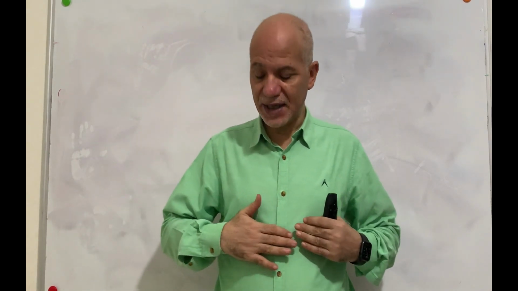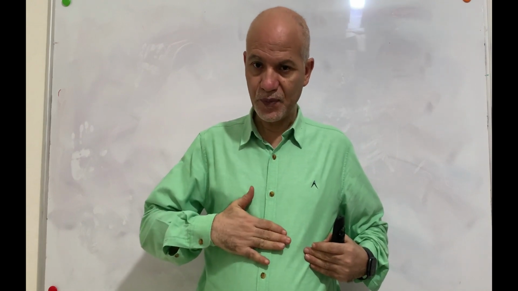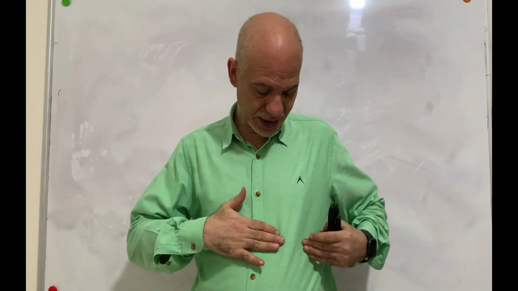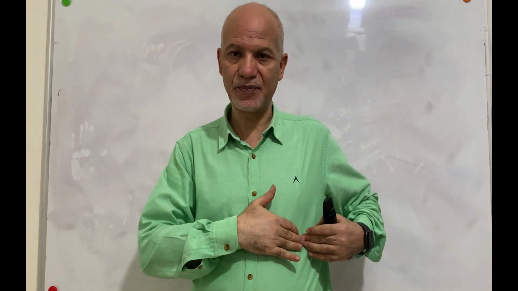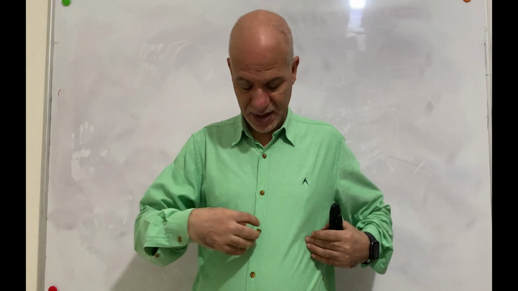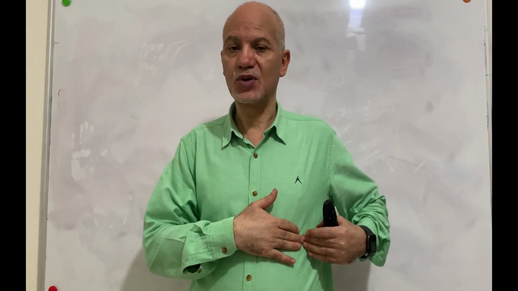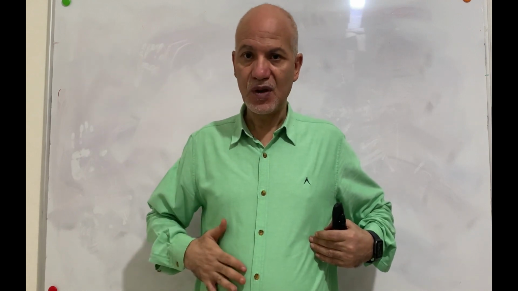The position of the liver is mainly in the right hypochondrium, extended to the epigastric region, reaching up to the left hypochondrium. This is the position of the liver.